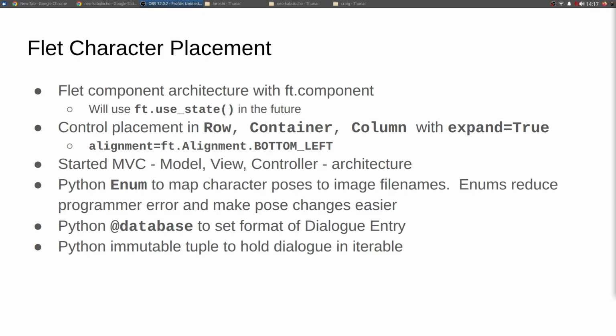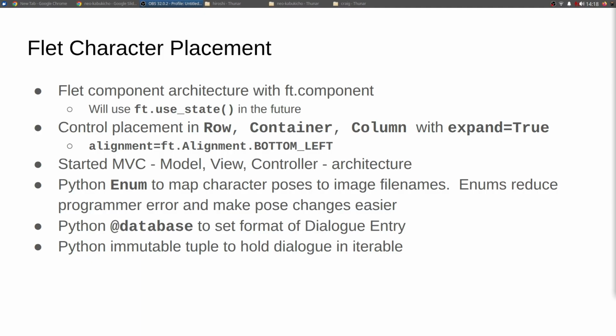We've started to implement a basic model view controller architecture. So these are just the names of the folders that you put your different files in that make up your program. We're using a Python Enum data structure, which is built into Python. And we're using this to map the character poses to the image file names. Enums in general reduce programmer error, and it makes the poses easier to change. So if we just change the file name, and then we map that to a specific pose, like Hiroshi standing, we could experiment with different files or different images of him and then decide on the one that we want.